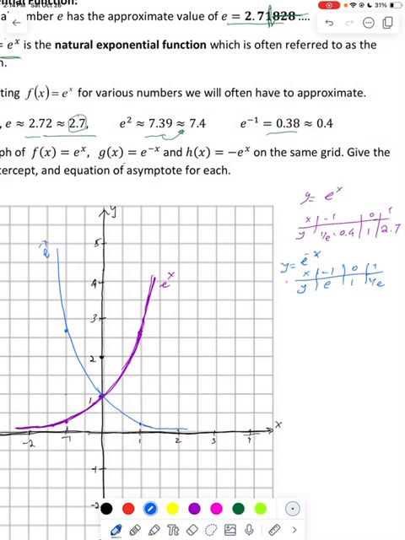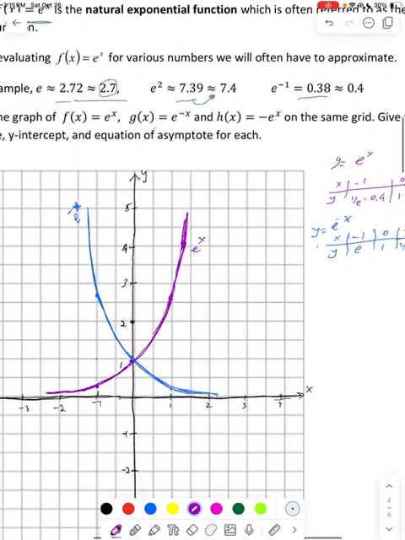Remember, when a negative sign is attached to x, or put in front of x, that is a reflection of your function about the y-axis. The first function that we drew was e to the x. If you compare this with e to the x, we have just placed a negative sign in front of x. So this will be the reflection of e to the x about the y-axis.